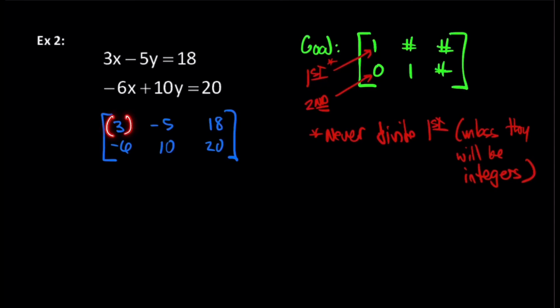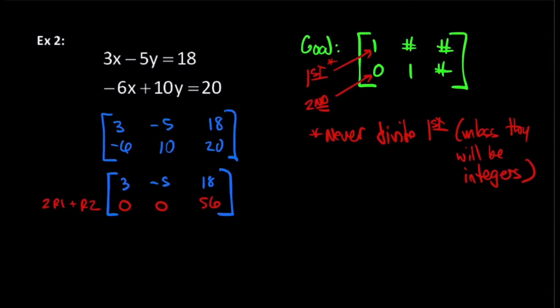All right, how am I going to do that? Well, I'm going to multiply this by 2 and add it to that. So my top row stays for now, 3, negative 5, 18. Now I'm going to take 2r1 plus r2. I'm doing that here. 2 times this, 2 times that, plus 6. Well, that's going to be a 0. 2 times negative 5 is negative 10 plus 10. That's going to be a 0. 2 times 18 is 36 plus 20. That's 56.